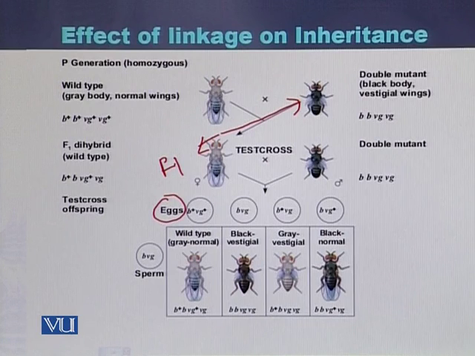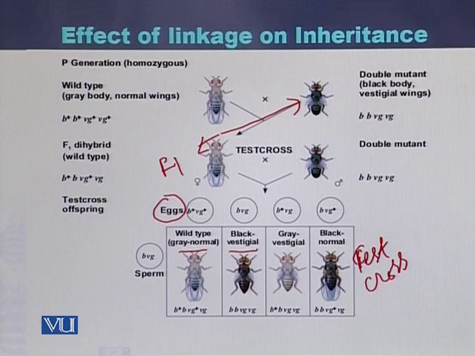When the F2 generation was obtained as a result of the test cross, there were some flies which were wild type, gray and normal. There were some flies which were black and vestigial, like the parental. This is parental, this is parental, but there were some flies which were gray and vestigial, a new phenotype, and black with normal wings. These two types were not similar to the parent flies.